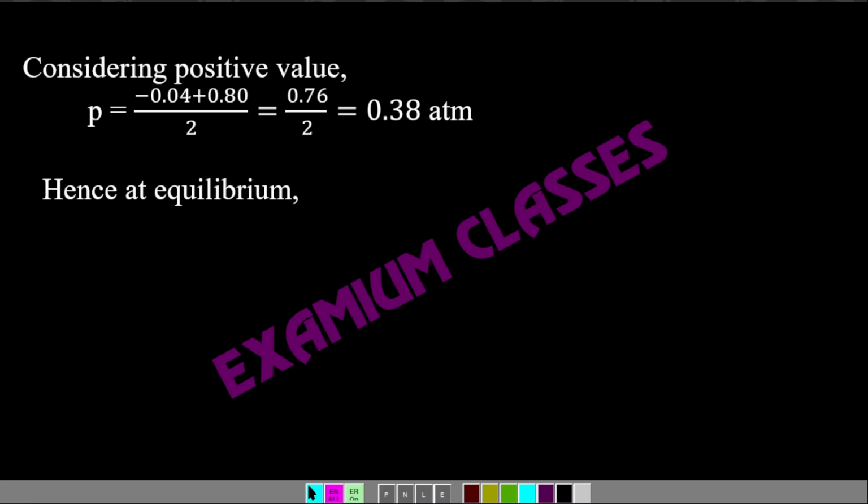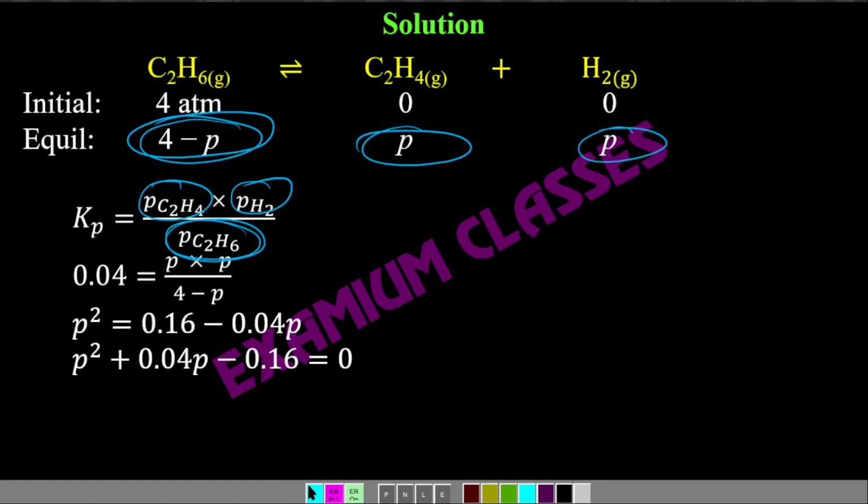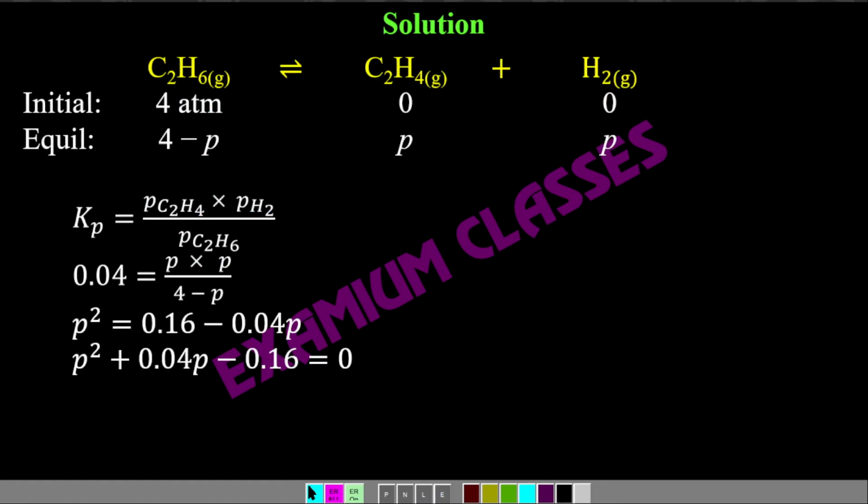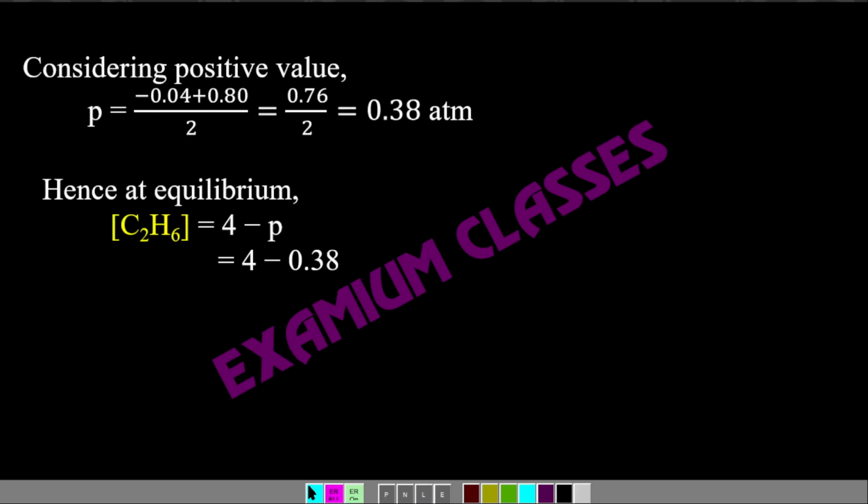Hence at equilibrium, you got the partial pressure. So at equilibrium, the partial pressure of C2H6 is 4 minus P. Why? Because from here you know it is 4 minus P at equilibrium. This is P, this is P. So you know the partial pressure at equilibrium now. At equilibrium, the partial pressure of C2H6 is 4 minus P, that is 3.62. That is asked in the question. That is the answer. What is the equilibrium pressure of C2H6?